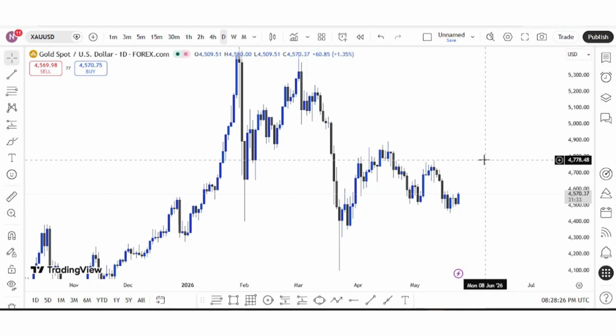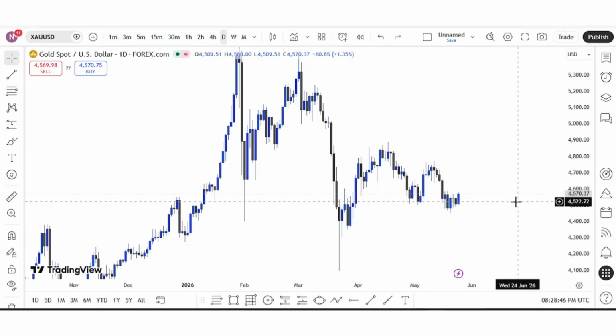Here with me I have an analysis on XAUUSD from the daily time frame. So just watch and see how I do my simple top-down analysis, and I'm using gold for this example.